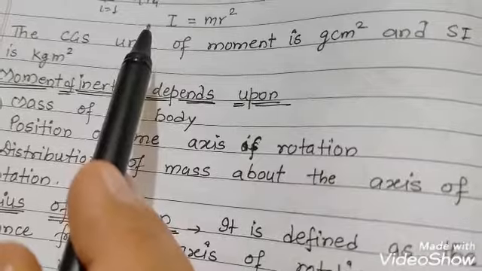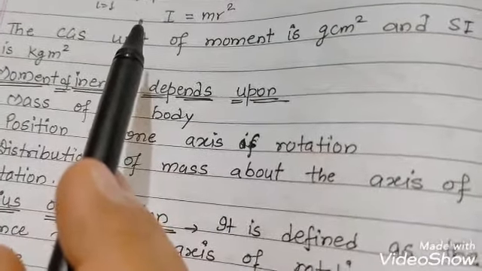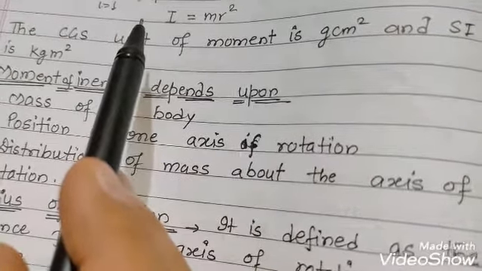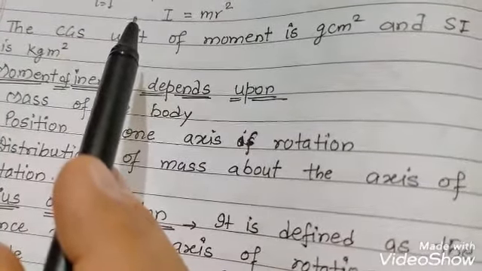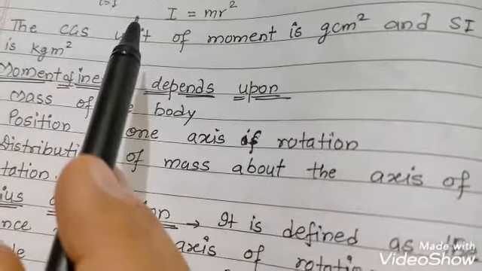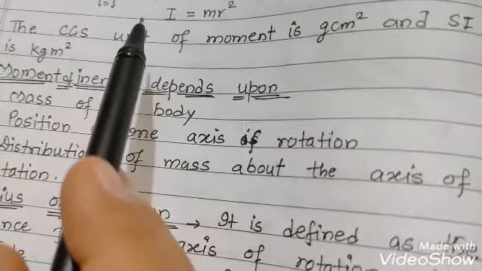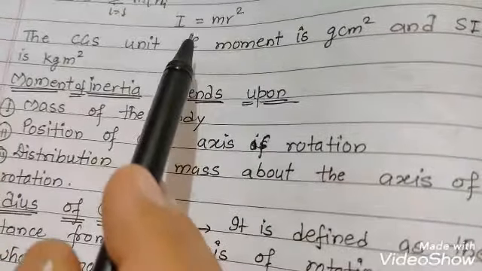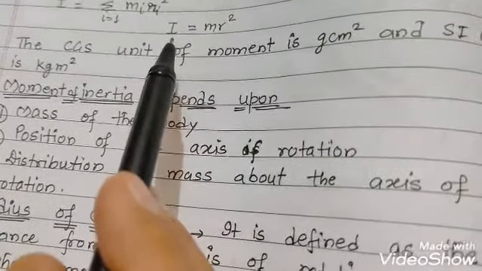You know very well, if a truck is there and a cycle is there, it is very easy to move the cycle from the rest position to any velocity, and it is very difficult for the truck. Why is it difficult? Because the truck has more mass. So more mass means more inertia, and this formula also indicates the same thing, that I is equal to m r square.